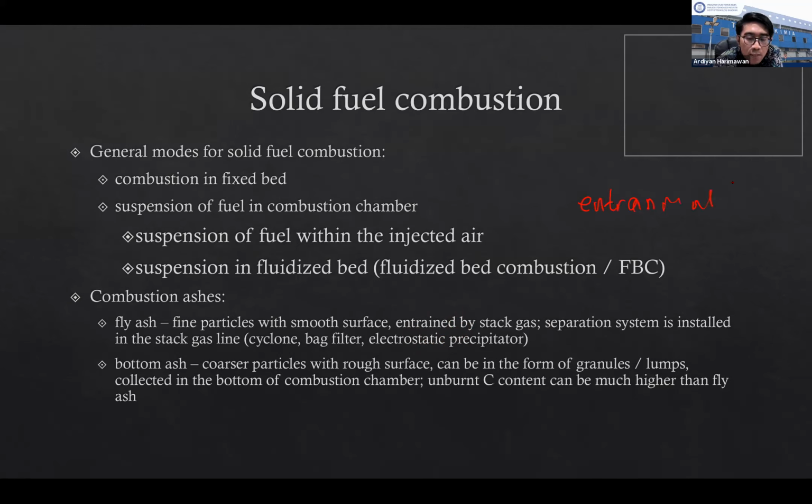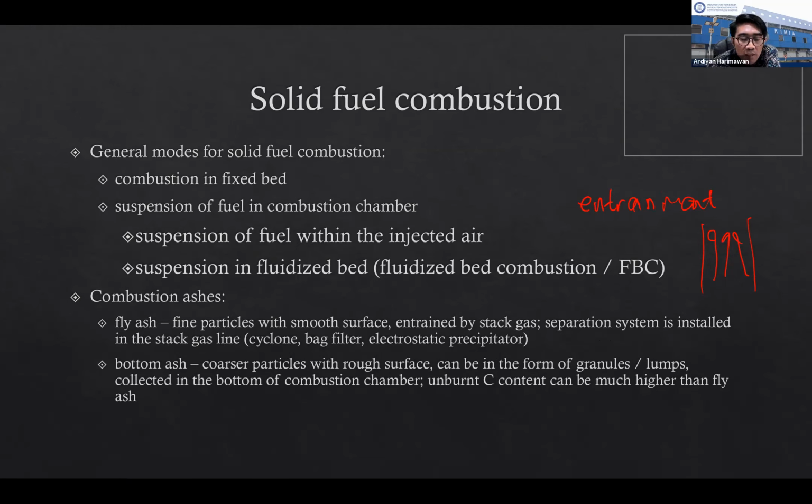So basically, this is the process where the solid particles are carried away by the flue gas. That's why we call it fly ash, because the ash is flying. Yeah, it's entrained by the stack gas. So before the flue gas can be released to the atmosphere, we need to put some additional equipment to prevent this fly ash from coming into the atmosphere.